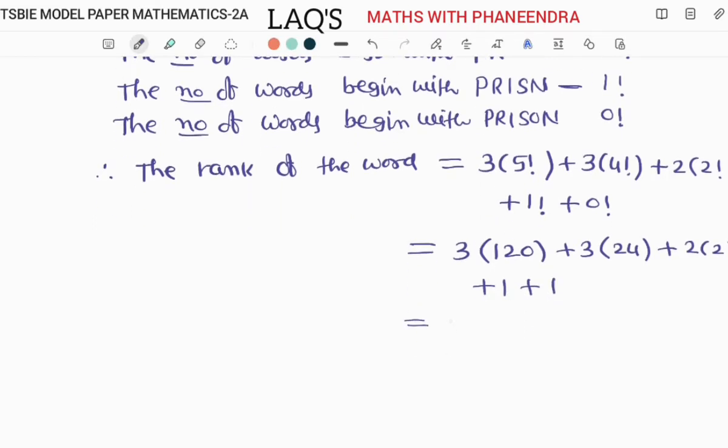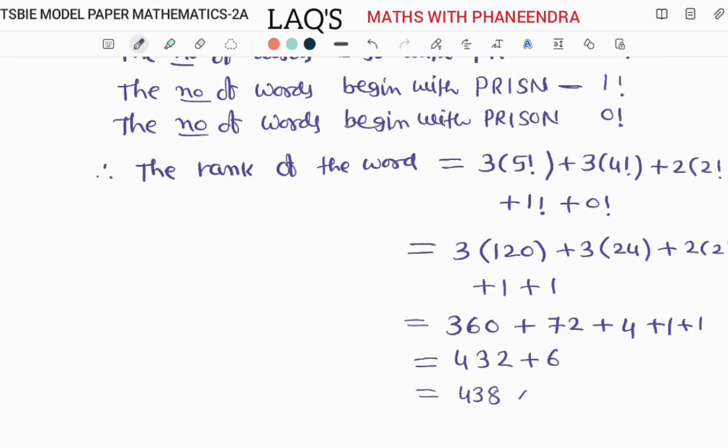So 120 into 3 is 360, plus 24 into 3 is 72, 2 into 2 is 4, plus 1 plus 1. So 360 plus 72 is 432, plus 6. Which is equal to 438. Therefore the rank of the word PRISON is 438.